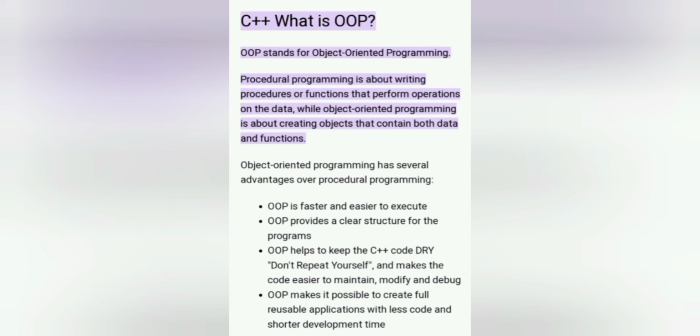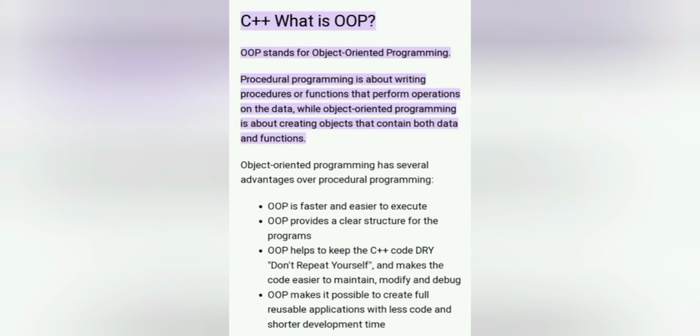What is OOP? OOP stands for Object Oriented Programming. Procedural programming is about writing procedures or functions that perform operations on the data, while object-oriented programming is about creating objects that contain both data and functions.